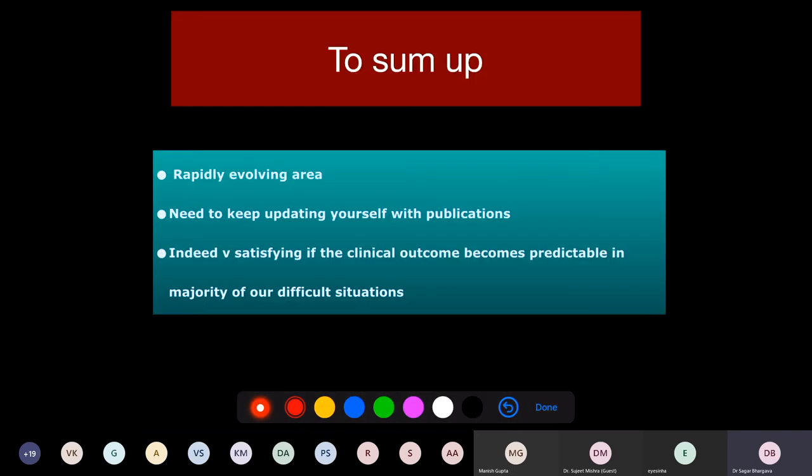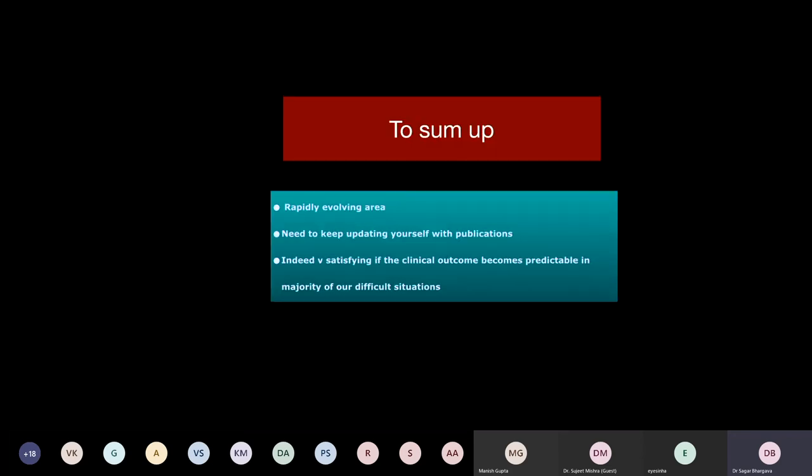So I would just like to sum up that this special situation thing is definitely a rapidly evolving area, and you need to keep updating yourself with publications. Indeed, it's very satisfying if you get a very good clinical outcome, and if it becomes predictable in the majority of your difficult situations. Thank you for your patient hearing. Thank you.